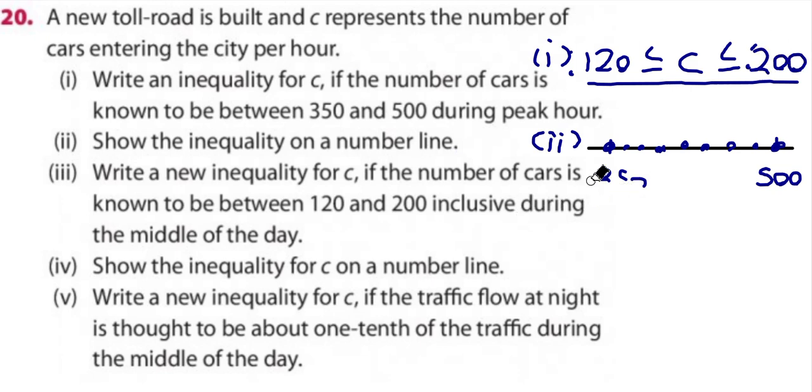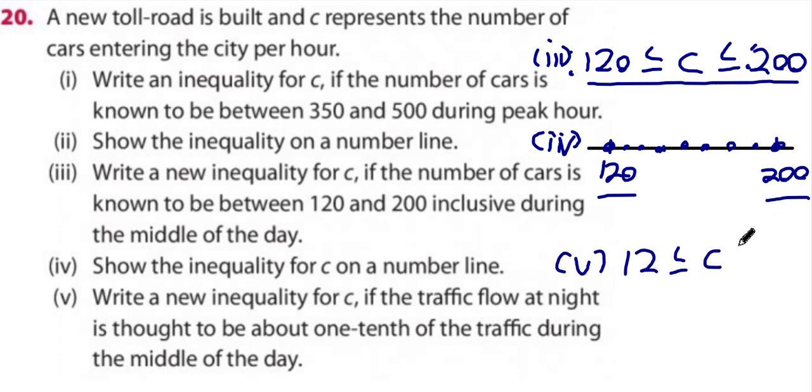Okay. Next part after that then. I just do the exact same thing. So that's for part 3 and this one's for part 4. And I just do 120 and 200. Is that okay? Now, write a new inequality for C if the traffic flow at night is 1/10 of the middle of the day. It's 1/10. So what's 1/10 of 120? 12, yeah. So it's going to be 12 less than or equal to C less than or equal to 1/10 of 200, which is 20. That means there are a lot fewer cars on the roads.